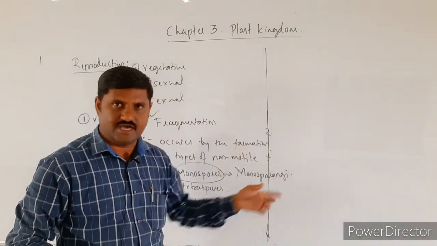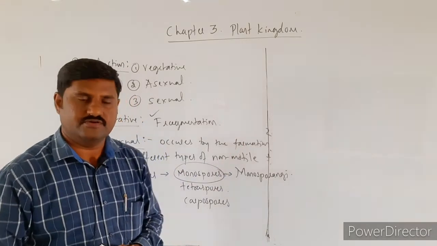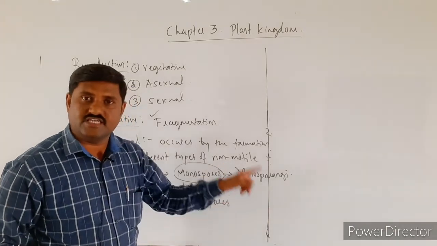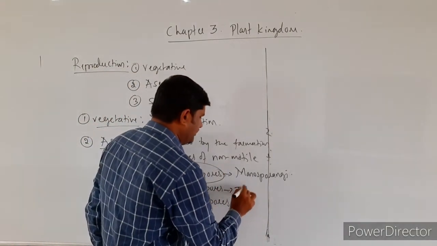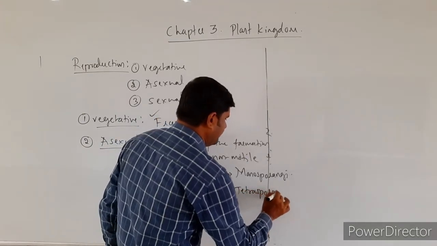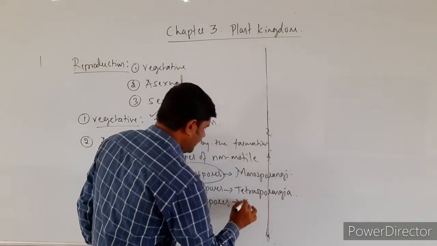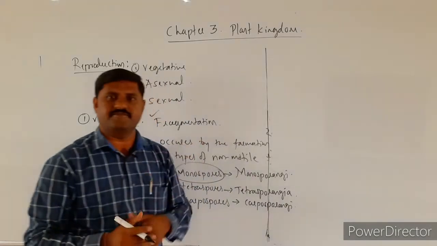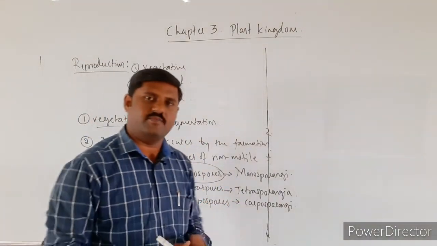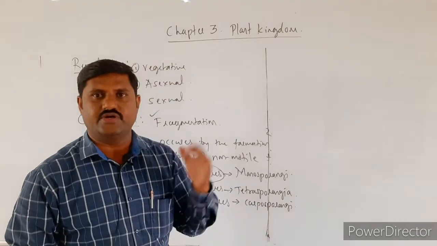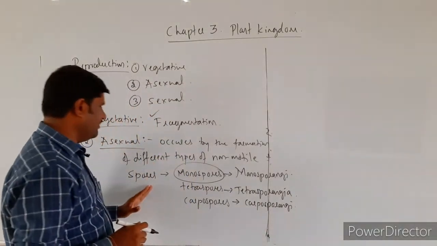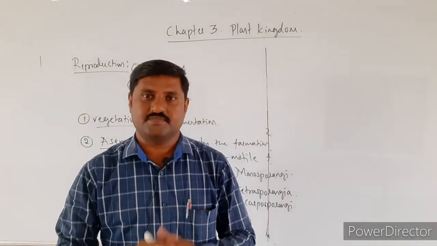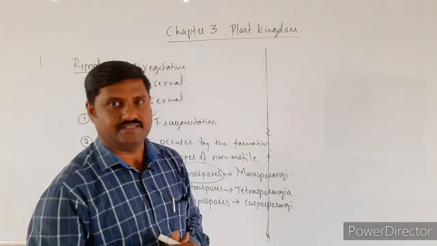Inside that sporangium, already I have shown you in the last video, right? Tetraspores are also there, and they are formed in tetrasporangia and carposporangia. So like this, in different sporangia, these spores are formed. They come out of the sporangium and grow into new individual. This is the asexual type of reproduction which is seen in red algae, right?